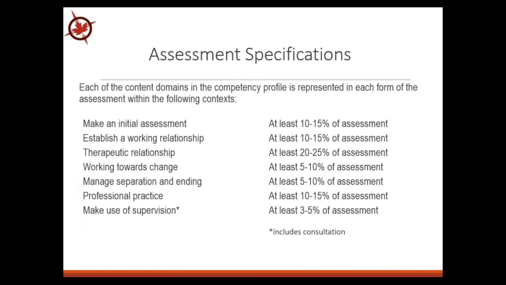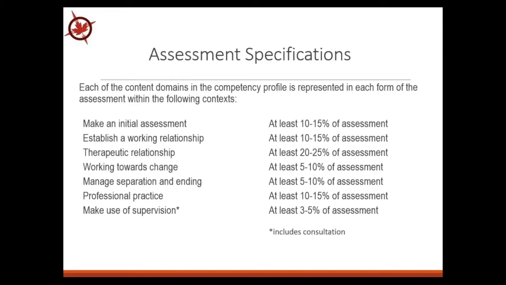In terms of how much of the competency profile is assessed by each of the versions of the exam, there is at least 10 to 15% of those options in those simulations that are involved with making an initial assessment. 10 to 15% is on establishing a working relationship. 20 to 25% is the therapeutic relationship. 5 to 10 is working towards change. 5 to 10 again is on managing separations and endings. At least 10 to 15 is on professional practice, and about 3 to 5 is on making use of supervision, including going for a consult with somebody. Now, those are minimums. They're at least that amount.